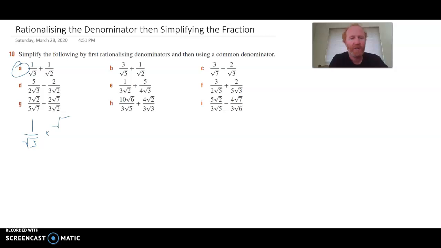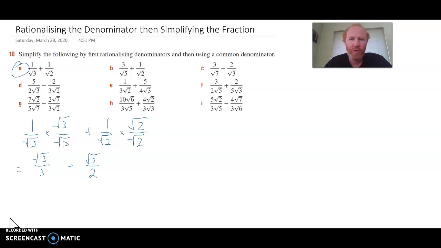So the first one I'm going to multiply by an unusual form of 1, and I'm going to do exactly the same to the second one, multiplying by that convenient and unusual form of 1 in order to solve. So after I've multiplied out, I'm going to have for the first one root 3 over 3, and for the second one root 2 over 2. So with a denominator of 3 and a denominator of 2, I'm just going to do normal addition of fractions.